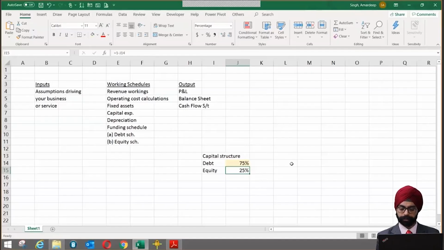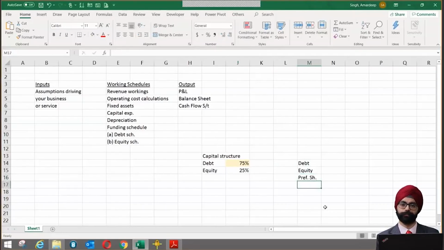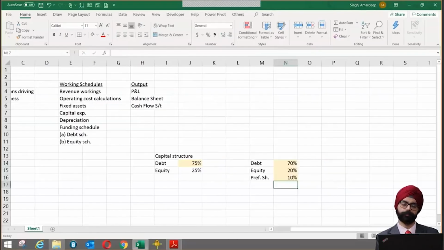Say there is a different scenario wherein I'm going to have debt, equity, and there is some preference shares through which I would be raising some funds. Now what happens in this case? Let me just copy and paste these shaded cells here and say the debt component is going to be 70%, equity component is going to be 20%, and preference shares would be 10%. Now the total is 100%.